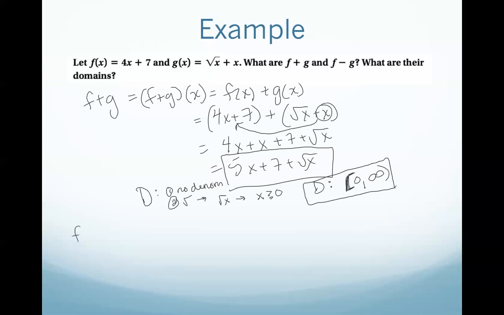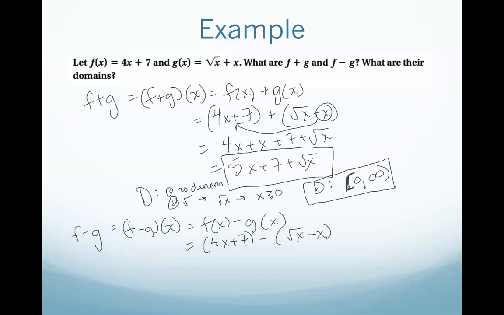Let's try f minus g, which is f minus g of x, because there was no variable given. So this is f of x minus g of x. Those are just 3 ways to write the same thing. 4x plus 7 minus the square root of x minus x. Notice every time I'm substituting into parentheses so that I can make sure to follow order of operations. Distributing that negative, I have 4x plus 7 minus the square root of x plus x. Wait, I have 4x plus 7 minus the square root of x minus x. 4x minus x is 3x plus 7 minus the square root of x.